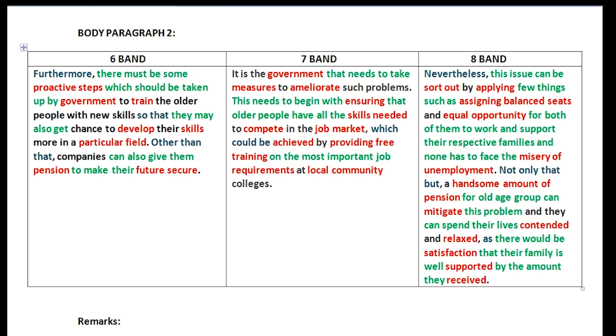And the same for 8 band essay will be: "Nevertheless, this issue can be sorted out by applying a few things such as assigning balanced seats and equal opportunity for both of them to work and support their respective families, and none has to face the misery of unemployment. Not only that, but a handsome amount of pension for the old age group can mitigate this problem and they can spend their lives contented and relaxed, as there would be satisfaction that their family is well supported by the amount they received." See, here I have clearly explained the solution, what the government and the companies can do to avoid the problems discussed in the last paragraphs.